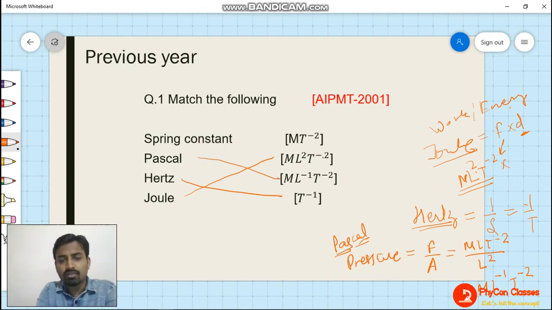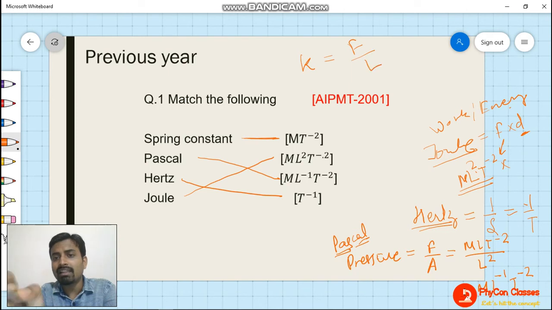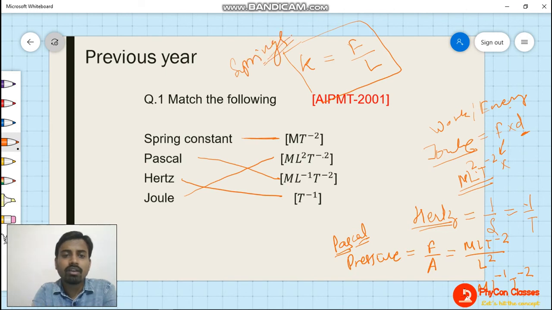Now for spring constant, only one is left. Spring constant is denoted with K, and the definition is force divided by length. Force per unit length is called spring constant. So this thing comes for springs. We study these things for springs and for any elastic body. For any elastic body, spring constant is used. This we will be studying in elasticity and plasticity, and a second time in SHM.